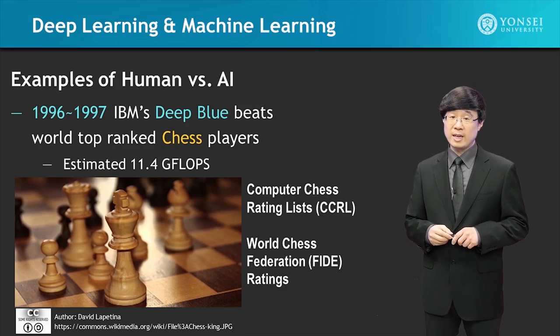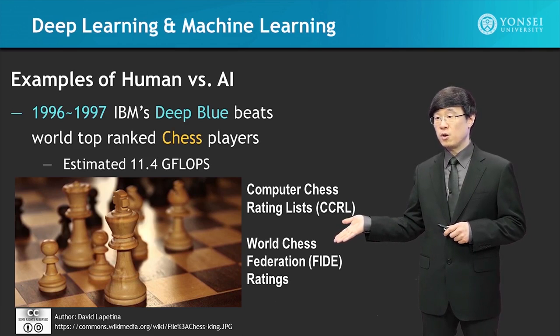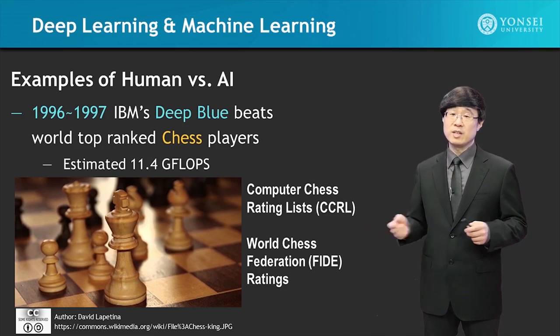Afterwards, the world rankings were divided, where there is a ranking for computers, which is the Computer Chess Ratings List, and for grandmasters, which are humans, the World Chess Federation ratings. And these were divided afterwards.